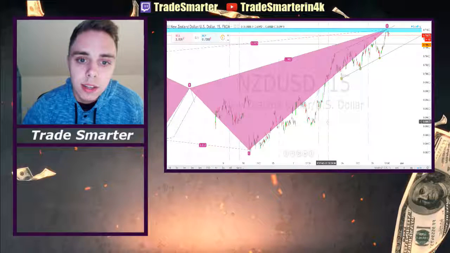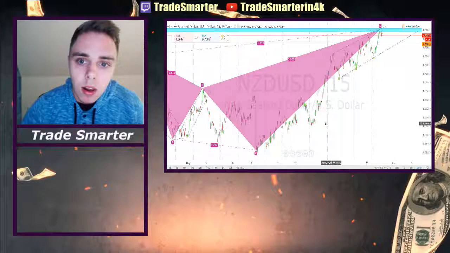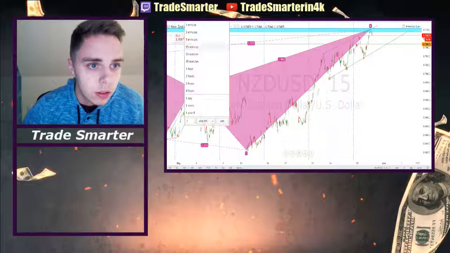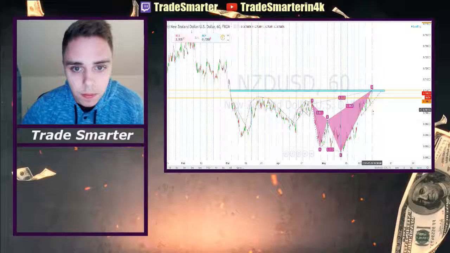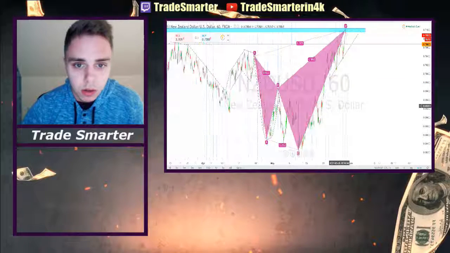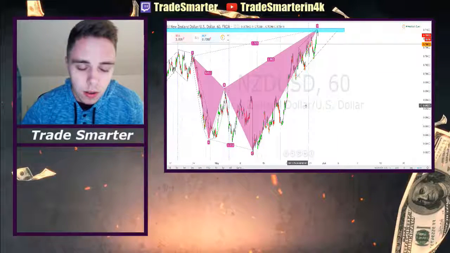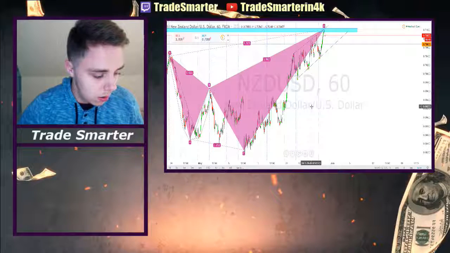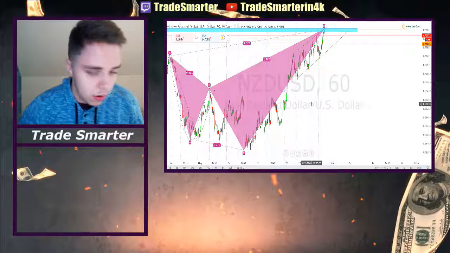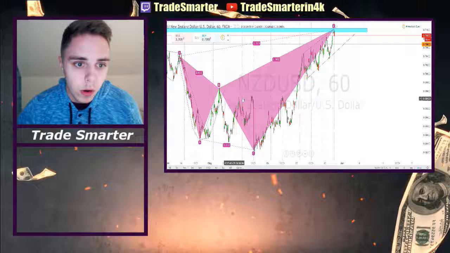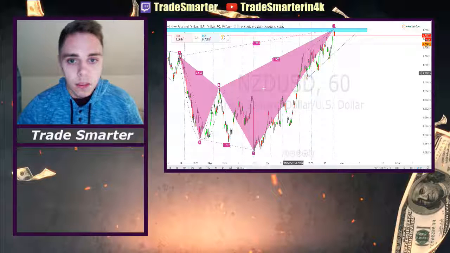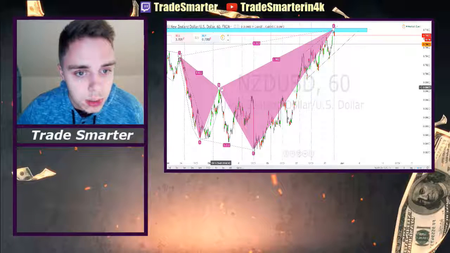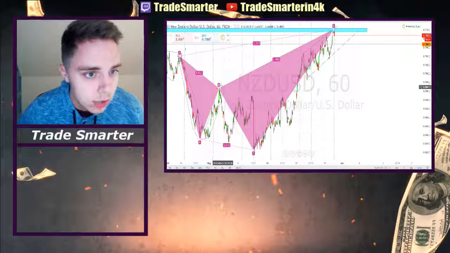NZD USD has been going up for a while. As you can see, if I zoom out to a 1 hour, this is a harmonic pattern here. And it's a very bearish harmonic pattern. And so they're expecting it to go down to this level here.